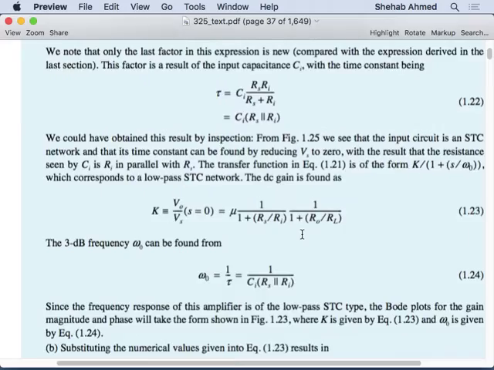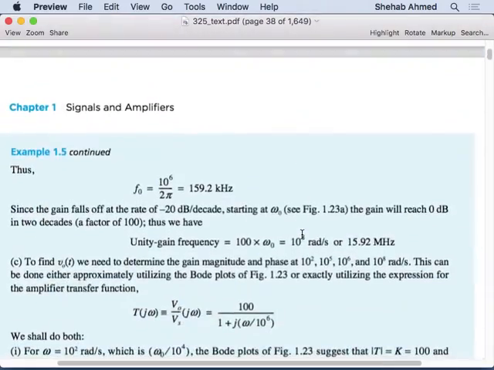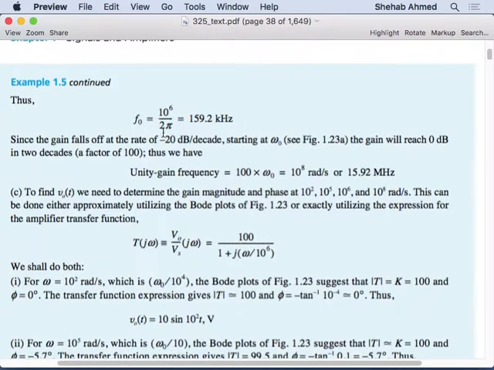Okay. So what's next? The next thing they asked for is, okay, so we found F naught, and here, this is this 100 that we talked about. So since the gain falls at minus 20 dB per decade, starting at omega naught, the gain will reach 0 dB in 2 decades, so it's a factor of 100. This is what we were talking about. So F naught, the corner frequency, was 159.2 kilohertz. Multiplied by 100, the frequency at which the gain becomes unity, or 0 dB, is 10 to the 8 instead of 10 to the 6, or 15.92 megahertz. So this is multiplied by 100.